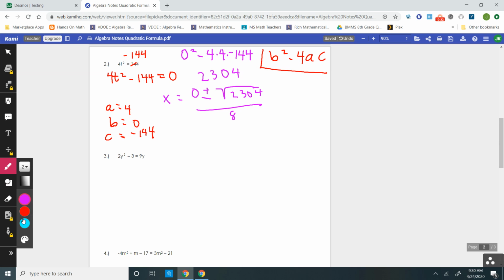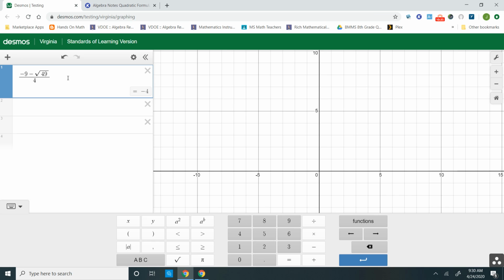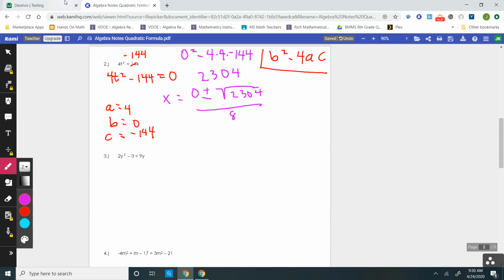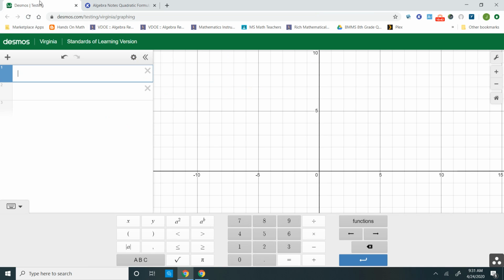So now I can type it in. So you can go back here if you want. You can clear this out if you want, or you can just change them to the new numbers. So we'll do the numerator first. So 0 plus the square root of 2304. And then somewhere you can highlight the whole thing, and then you can use the division symbol. So you're dividing all that by 8 then. So that means your first root or solution would be 6.